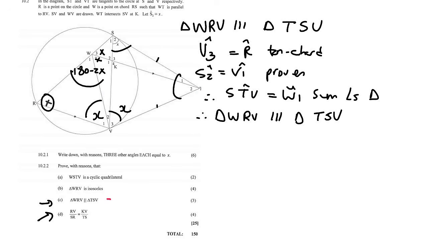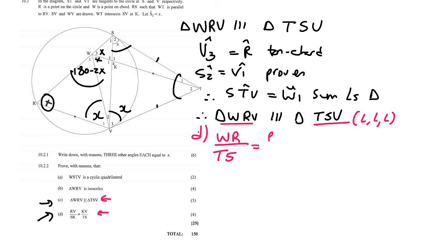Now, when they do a similarity question in grade 12, the next question, you typically want to, oh, I forgot, we should have said here angle, angle, angle. Now, for question D, what you want to do is take the previous question and just make ratios. You know these ratios, WR over TS equals RV over SV equals WV over TV. And you must give a reason for that. It's corresponding sides in proportion.